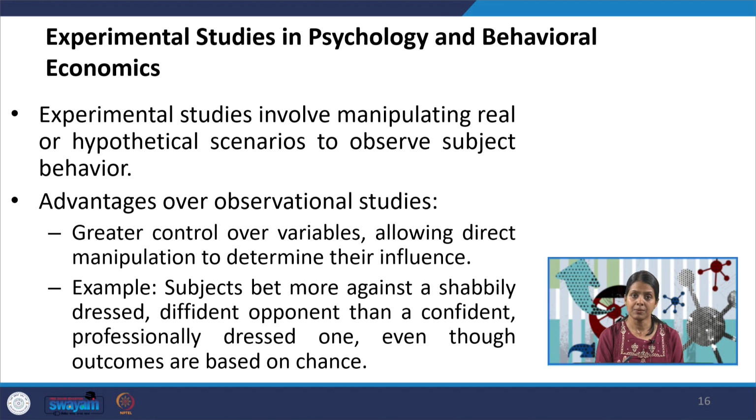For example, subjects bet more against a shabbily dressed diffident opponent than a confident professionally dressed one, even though outcomes are based on chance. So, if people are made to play a game which is completely a game of chance, it has still been observed through experiments that subjects would be betting more against a shabbily dressed diffident opponent, and they would be more favorable to a confident, potentially professionally dressed one.